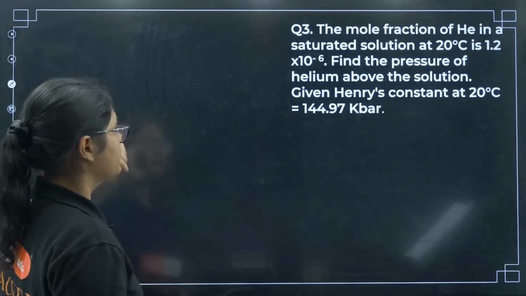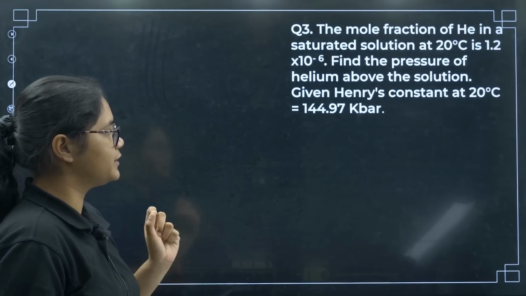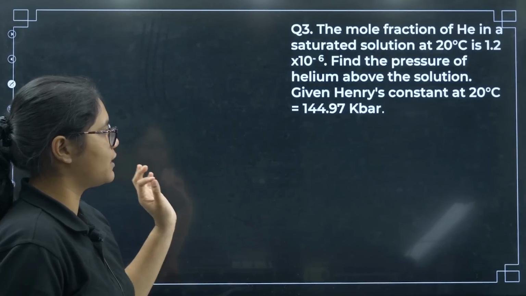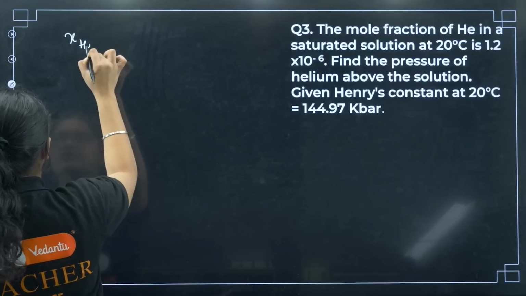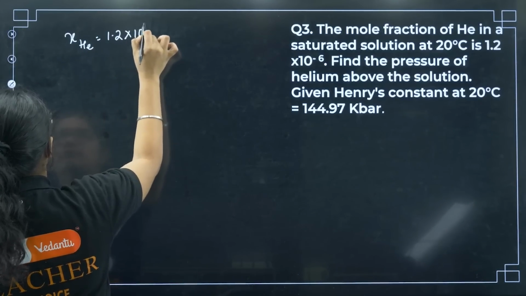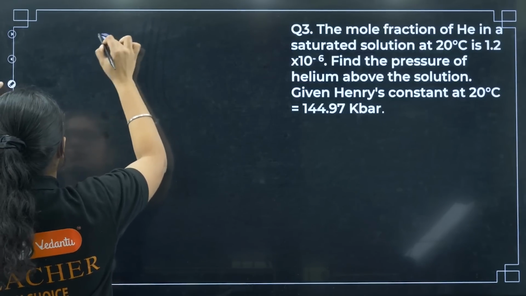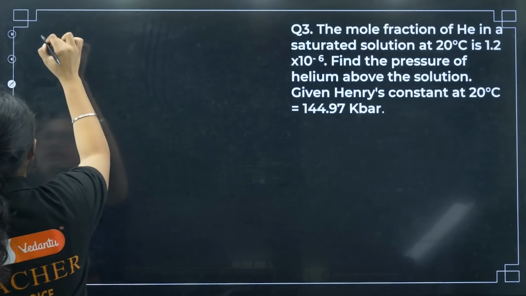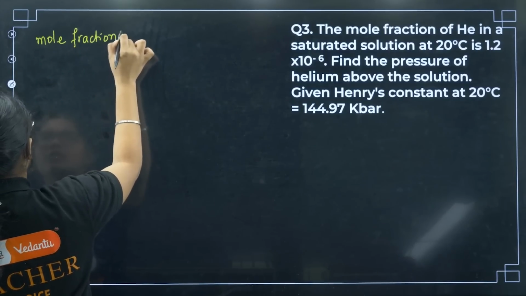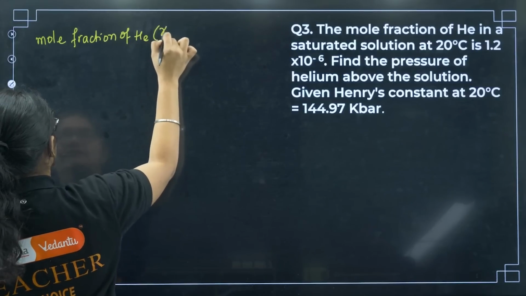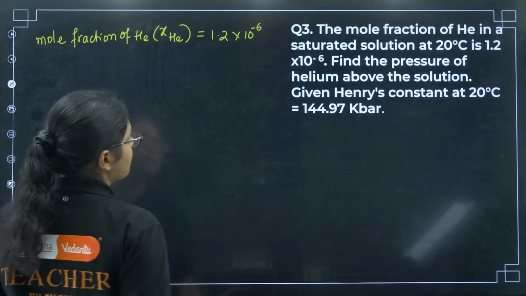Okay. Next, we'll go to question number 3. These are very easy questions which we are dealing with now. The mole fraction of helium in a saturated solution at 20 degrees Celsius is 1.2 into 10 to the power of minus 6. So I will write the first value. When you are writing for the first time, please write it with words, and there only you mention the symbol so that there is no confusion. I can write mole fraction of helium, represented with this symbol, is equal to 1.2 into 10 to the power of minus 6.